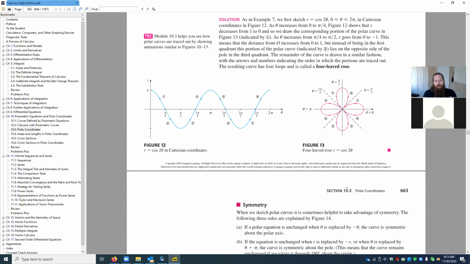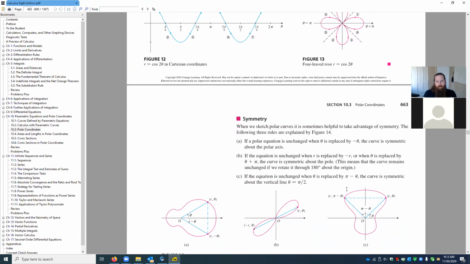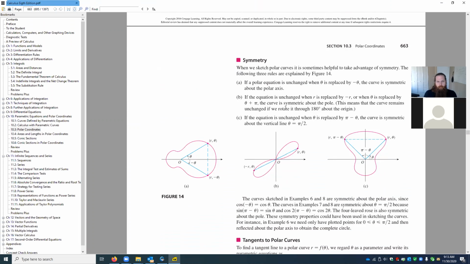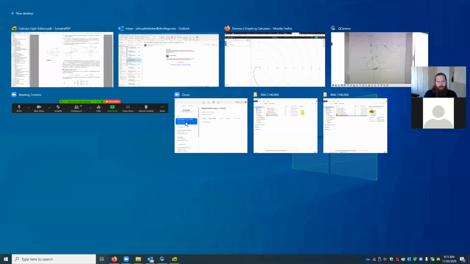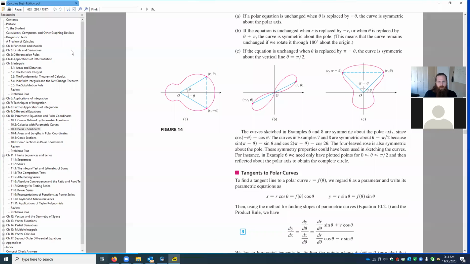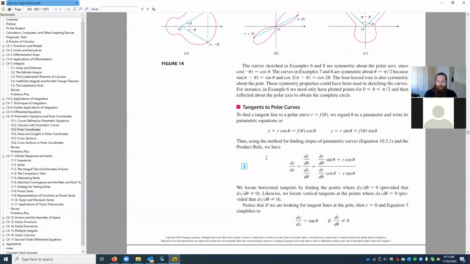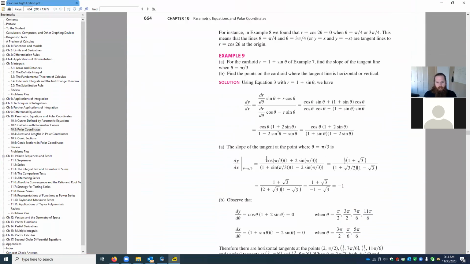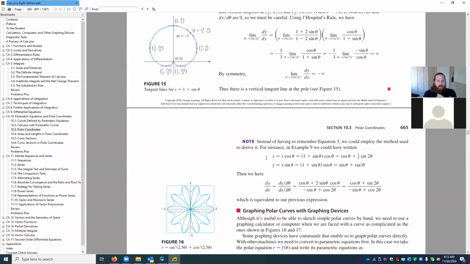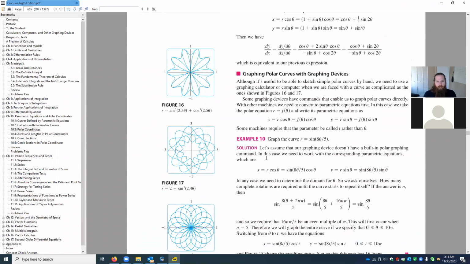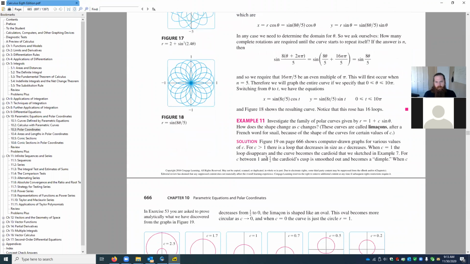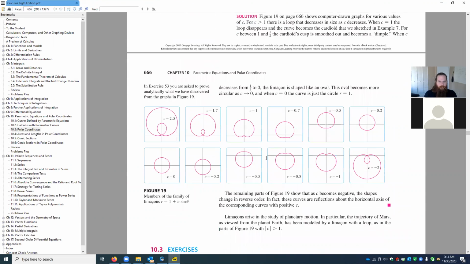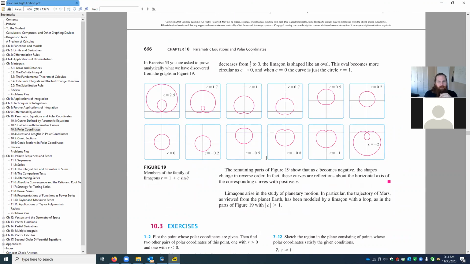It's worth spending the time to go through these examples on your own. I don't necessarily recommend worrying about any of these more complicated guys, but there is a table of commonly used ones. We're not going to talk about tangents. Tangents are boring here. Do I not have it? Graphing. Yeah, let's see. Here we go.